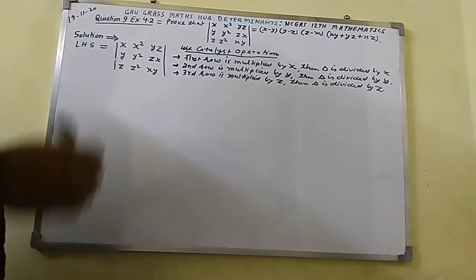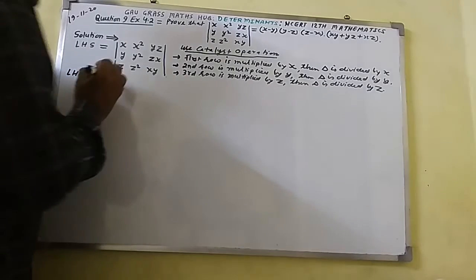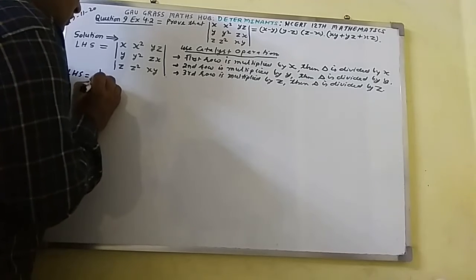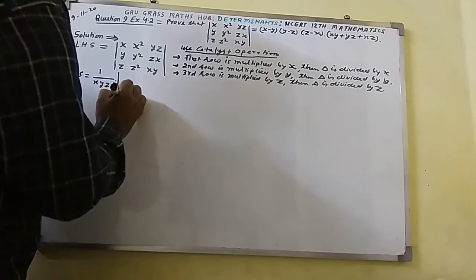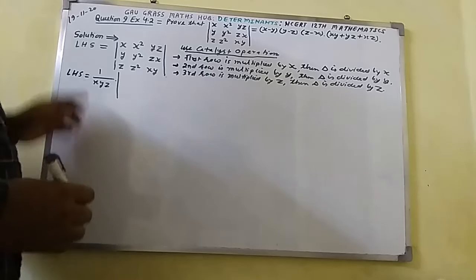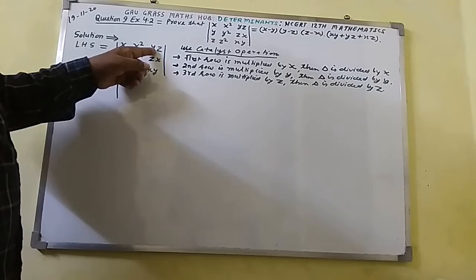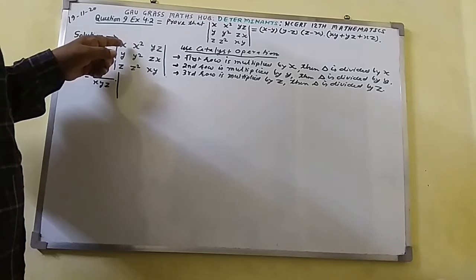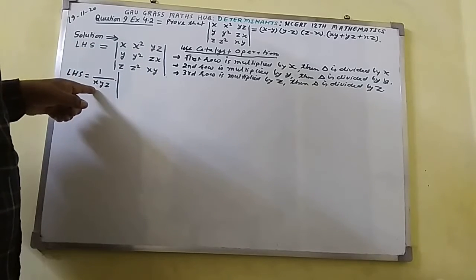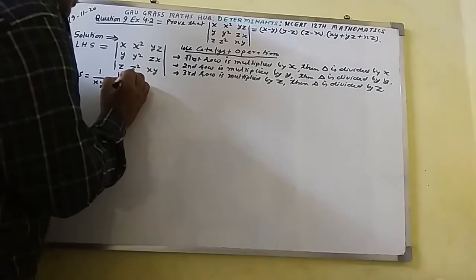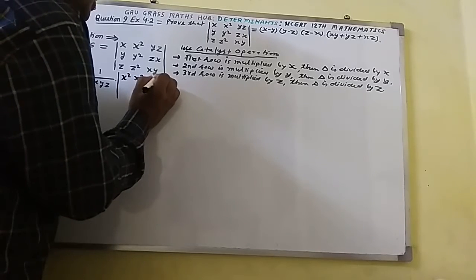So here I shall write LHS is equal to 1 over xyz times the determinant. Here the first row is going to be multiplied by x. Each element of the first row is multiplied by x, that's why it will be divided by x. So here you will get x square, x cube, xyz.